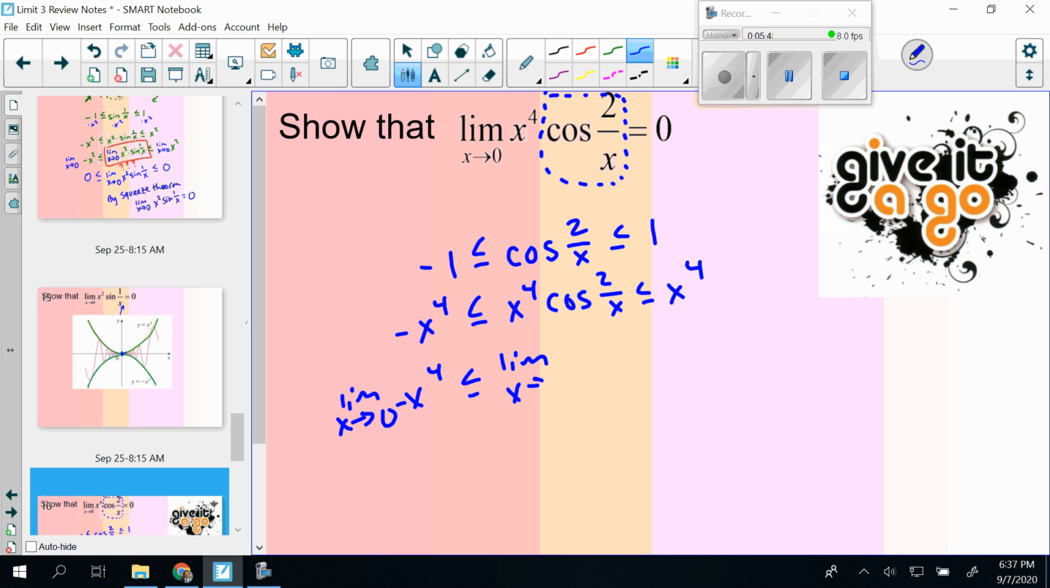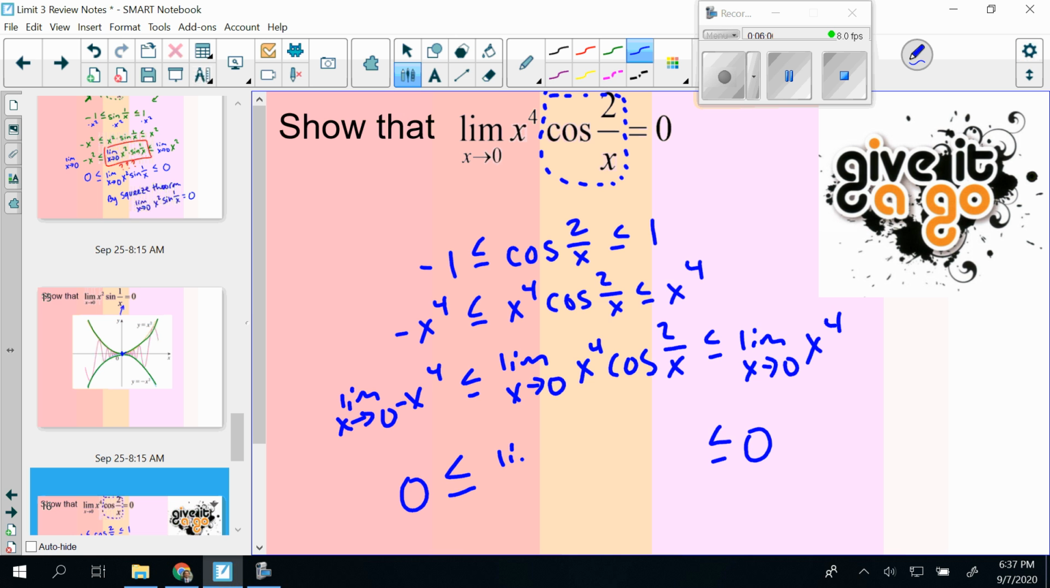Our middle limit, again, we can't figure out, but we do know these other two here are both going to equal 0, and so similar to the last problem, that forces this to also equal 0. So by squeeze theorem, we can say that this function is also going to have to equal 0.